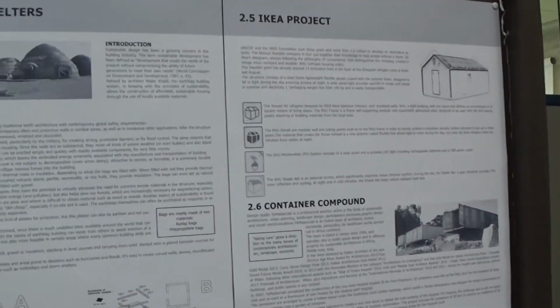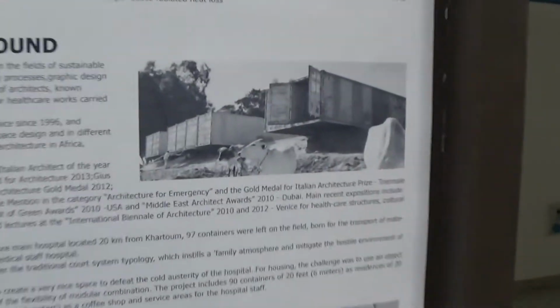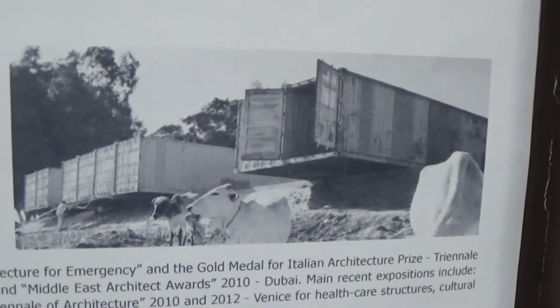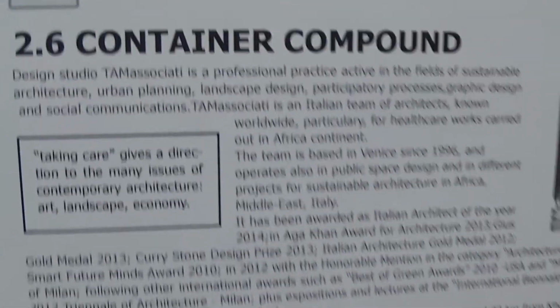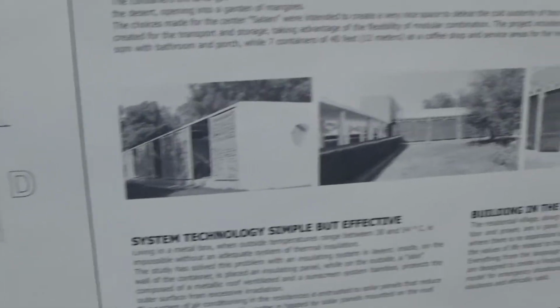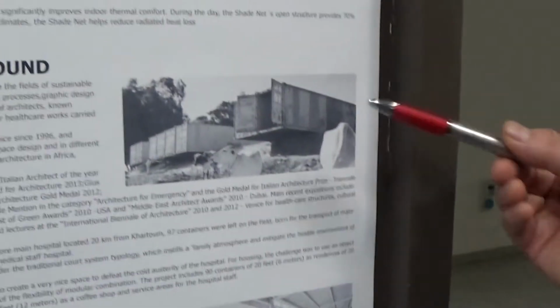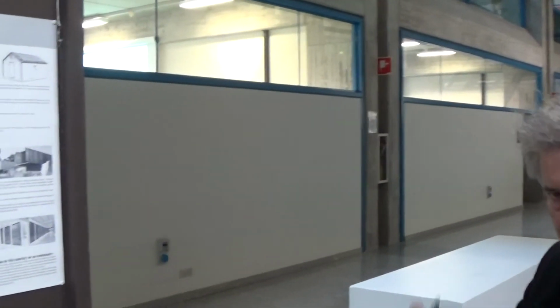Again, we also made another evaluation for the container. That was quite interesting, because some projects, for instance this one, the gold medal of Italian architecture made by this team of Italian architects, TAM Associati, made in Khartoum a hospital project reusing the existing containers spoiled on the field. That is more sustainable. That was a different evaluation that students did during the workshop.